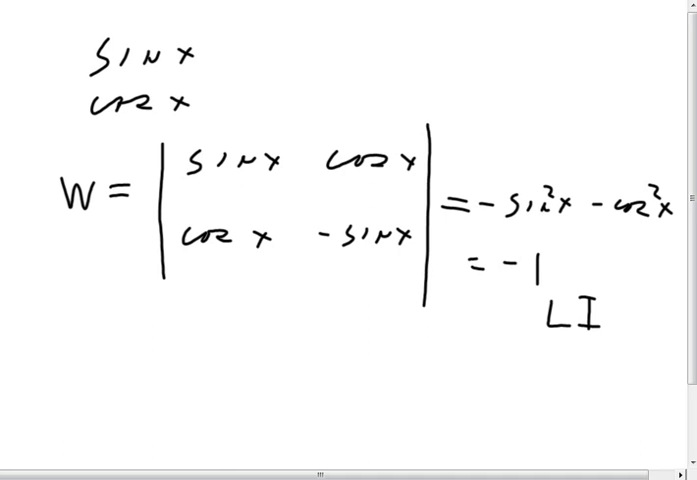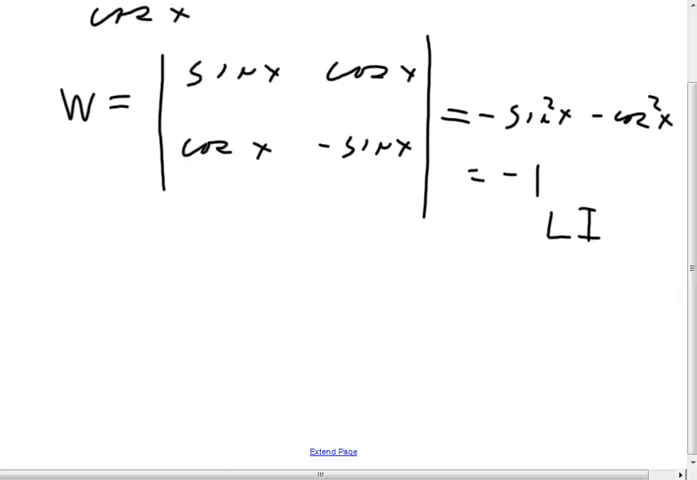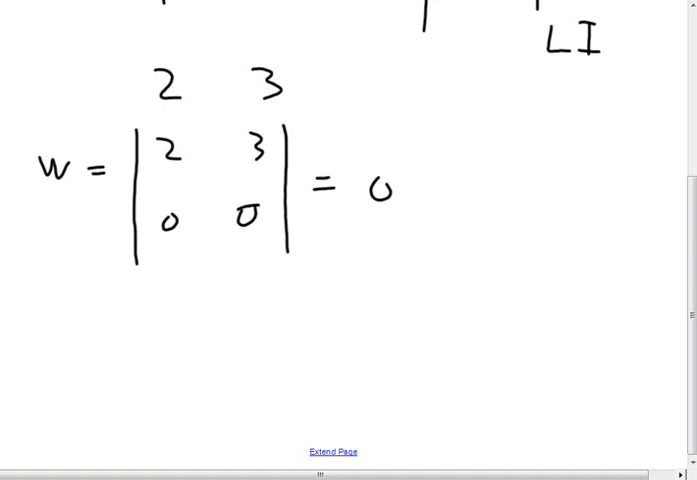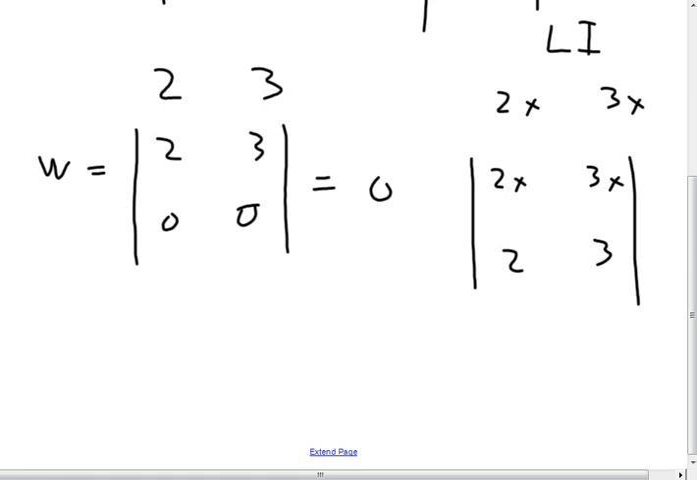If we do it again, 2 and 3. The Wronskian of 2 and 3: 2, 0, 3, 0, equals 0. So 2 and 3 are not linearly independent. How about 2x and 3x? We have 2x, 2, 3x, 3, and we get 6x minus 6x, which is 0. 2x and 3x are not linearly independent.